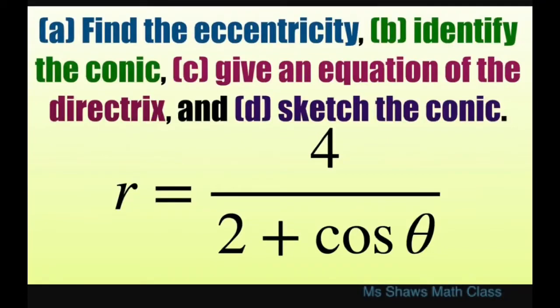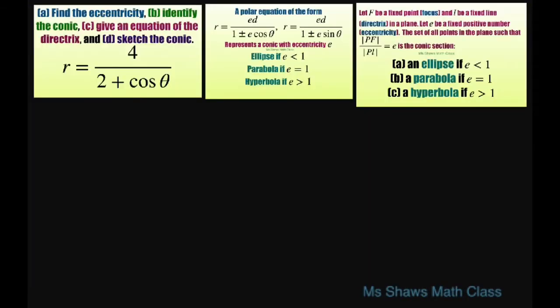Everyone, we have r equals 4 divided by 2 plus cosine of theta. We're going to find the eccentricity, identify the conic, give an equation of the directrix, and sketch the conic. So first of all, let's look and see what form we have.